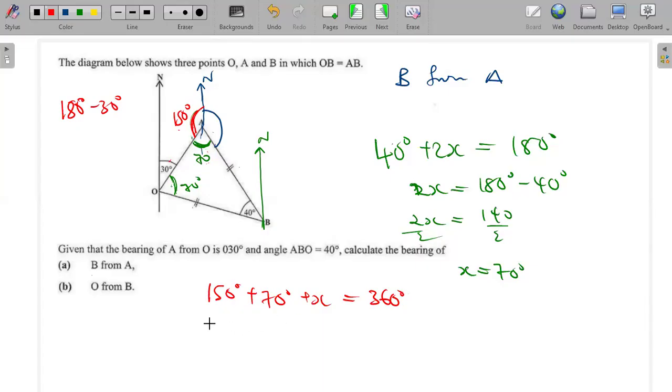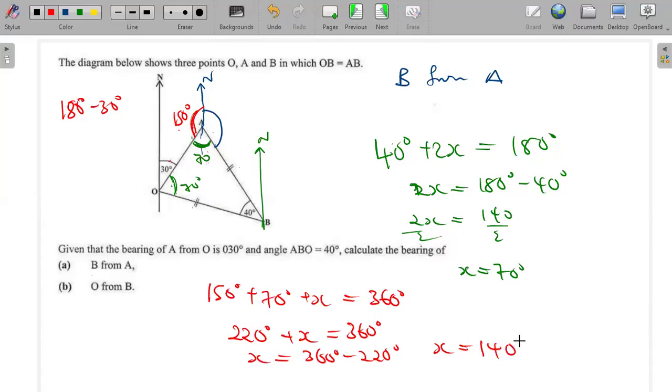So I have 150 plus 70, and when I add, that's 220 degrees plus x is equal to 360 degrees. I take the 220 to the other side, so I subtract 360 minus 220, which gives me 140. So I get 140 degrees. The bearing, or the angle there, is 40 degrees. So the bearing of A from B is just 140 degrees.